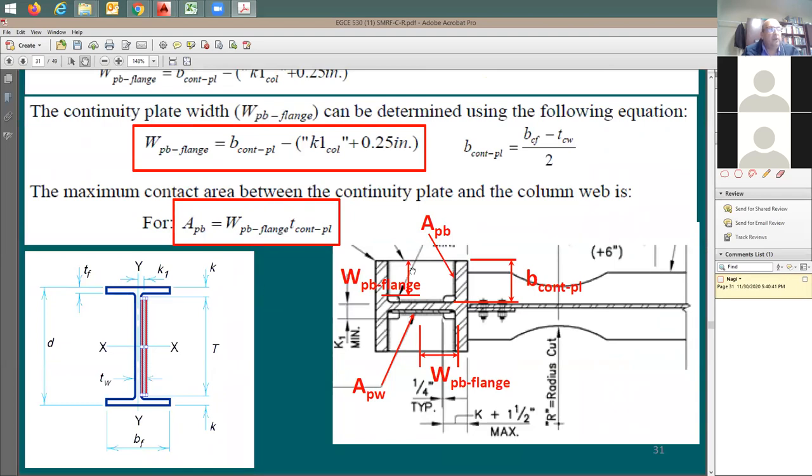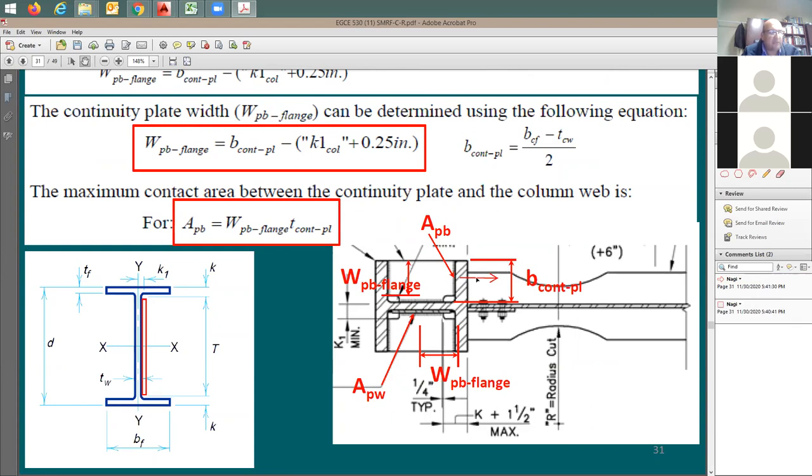Now, in order for us to figure out the strength needed, you're going to have some forces, right? You're going to have some forces coming from the flange of the beam and going to the web of the column. So number one, you're going to have a force coming this way. It's going to be a tension force. I'm going to assume for now it's a tension force.